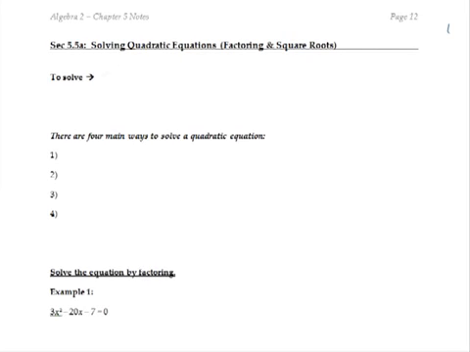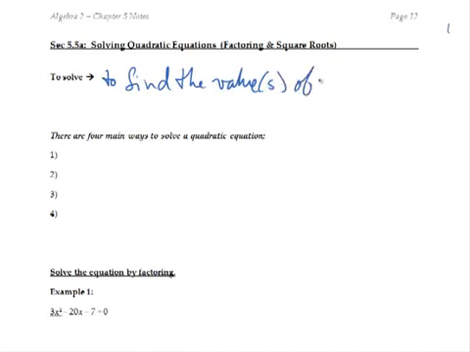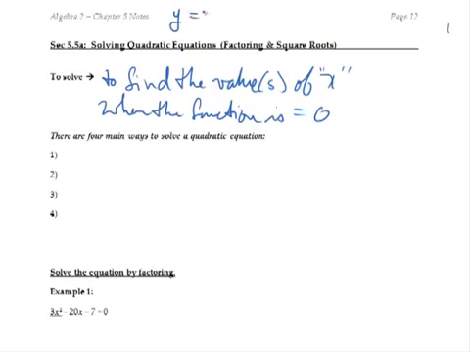This is our definition for to solve. It is to find the value or values of x when the function is equal to 0. So just as an example up here, you might have y equals x squared plus 2x minus 11. There's a quadratic equation. When you set that function equal to 0, so you have 0 equals x squared plus 2x minus 11, we are looking for the values of x that make this work.